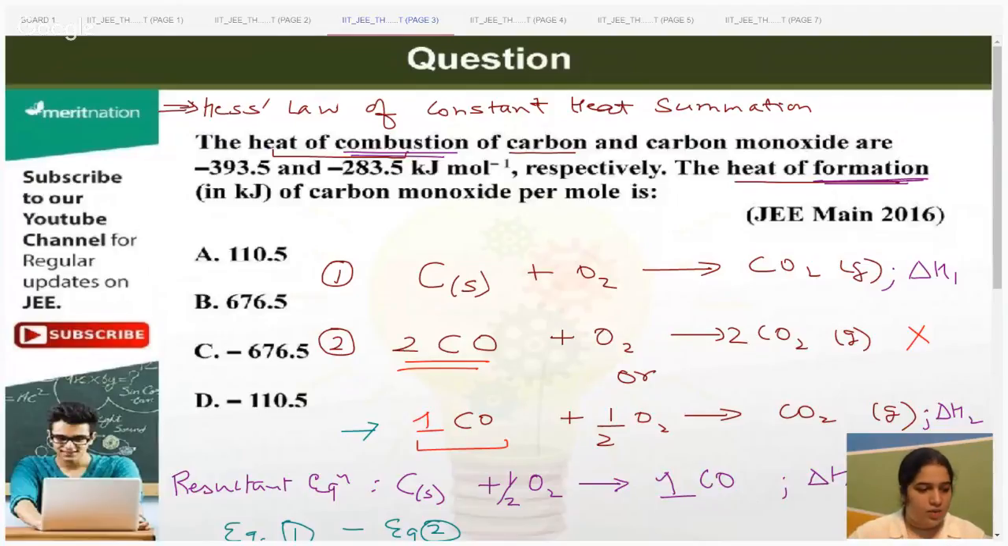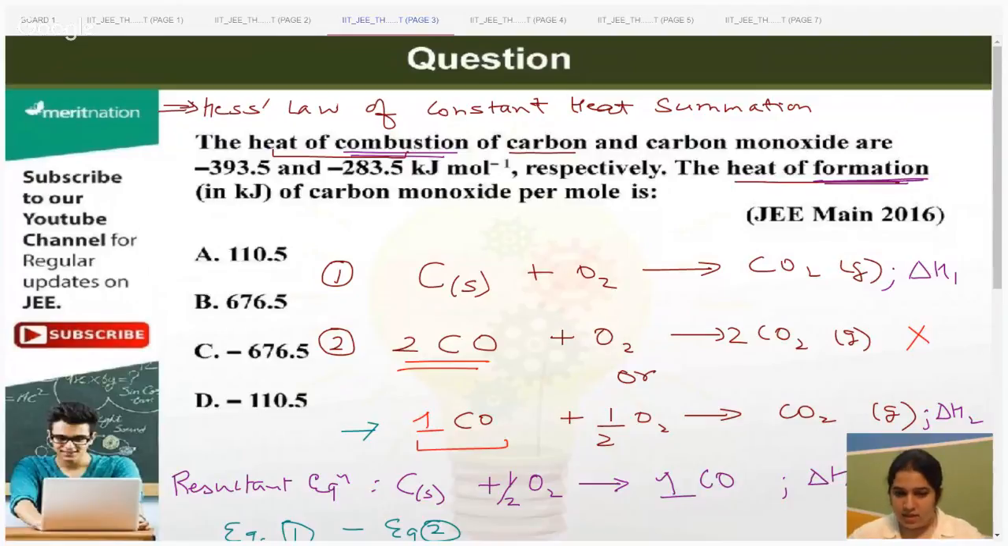Now, after this, let's see what happens. We get carbon plus O2 here and half O2 here, so this will become half O2 gives me CO2. CO2 and CO2 get cancelled out. Very easy. Very nice. And we get CO here. Is this representing the resultant equation?